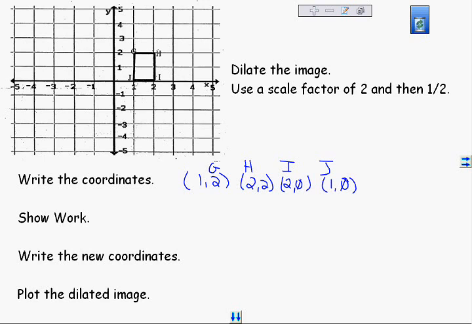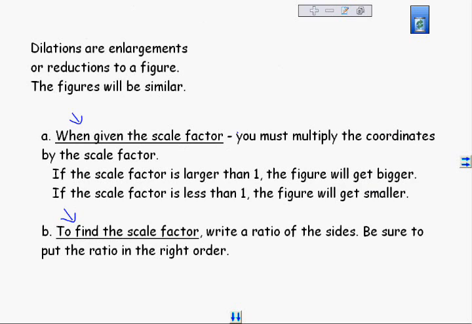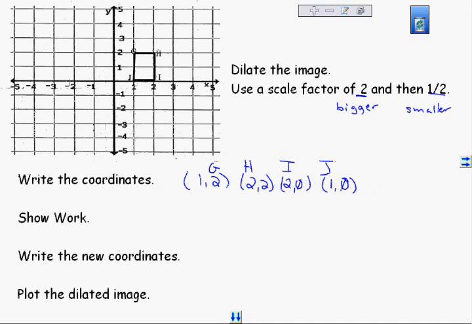Now, first we're going to use a scale factor of 2. If we use a scale factor of 2, what's going to happen to the image? It's going to get bigger or larger. If I use a scale factor of half, what's going to happen? It's going to get smaller. It's going to shrink. So first we're going to use a scale factor of 2. Go back to your notes. When given the scale factor, you must multiply the coordinates by the scale factor. So that's what we're going to do.